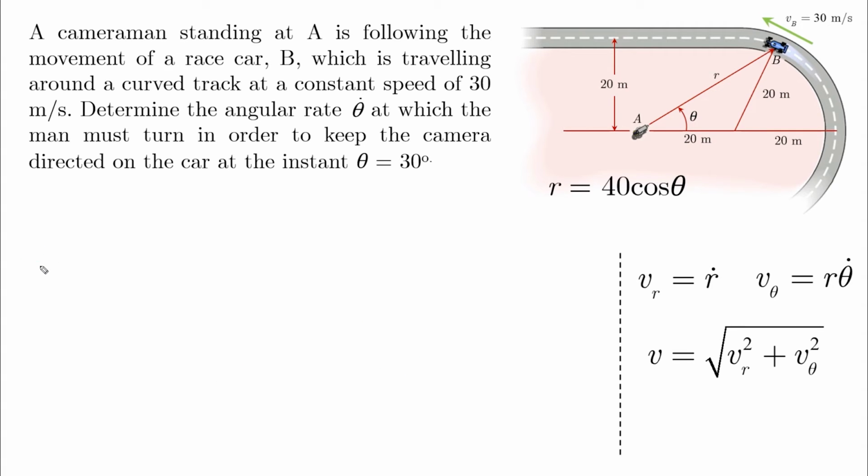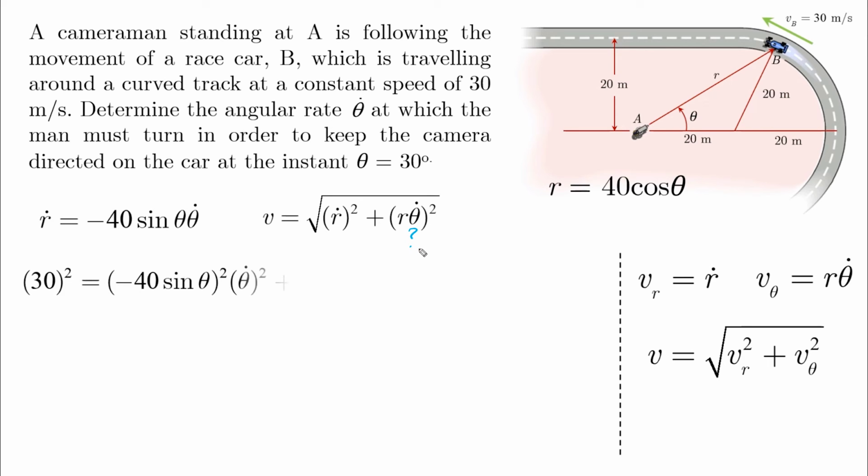And if we derive r with respect to time, we'll find r dot, which is minus 40 sine theta, theta dot. Again, this is dr over d theta multiplied by d theta over dt, which is theta dot. So we got r dot, we have r, we have v, our only unknown is theta dot.